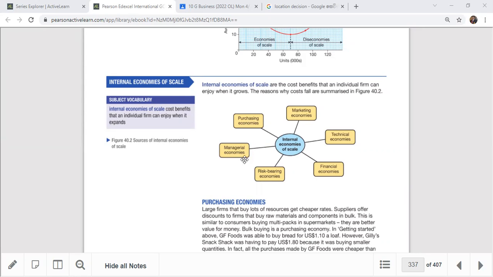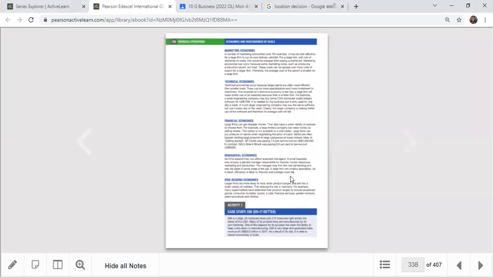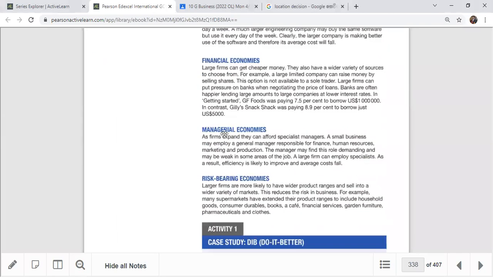And also managerial economies of scale. Organizations like having specialized managers and specialist people, so economies of scale will come from managerial economies. So these are the internal economies of scale. We discussed them with examples. And today we're talking about activity number 1, DIB, or Do It Better.